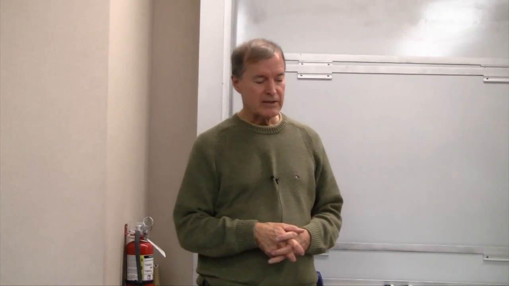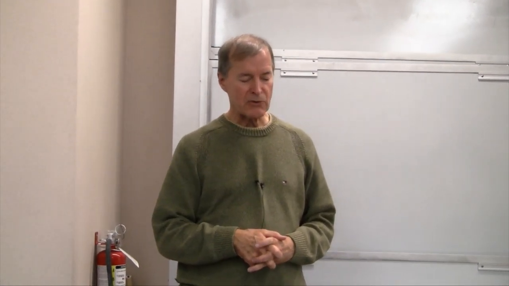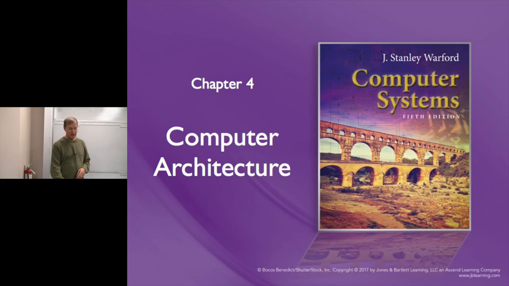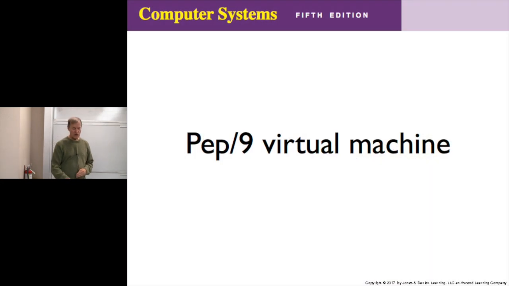So just very briefly, skimming over what we did last time, we're starting in Chapter 4. The topic is computer architecture, and we are at ISA 3. And everything at ISA 3 level, instruction set architecture level, is what type? There's only one type, binary. Okay? So we introduced the concept of the virtual machine, the PEP9 virtual machine that we're going to be using in our studies.